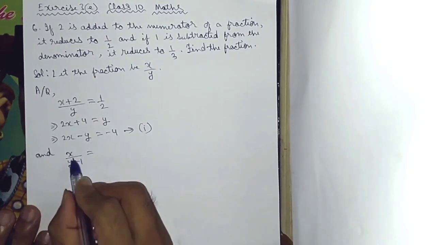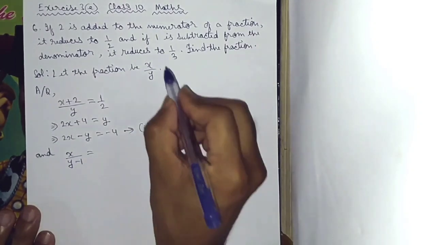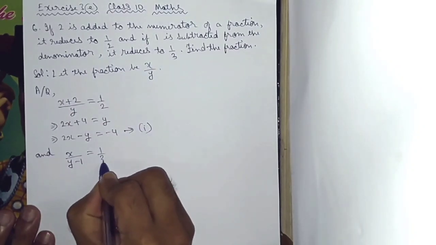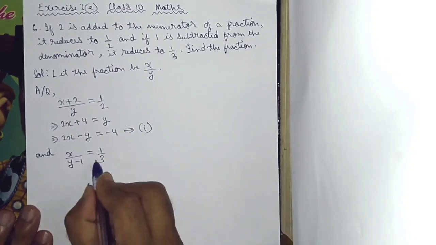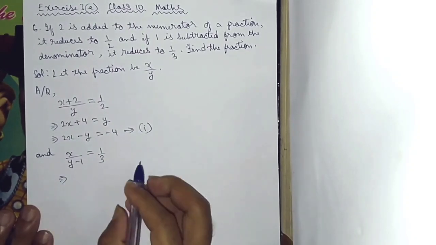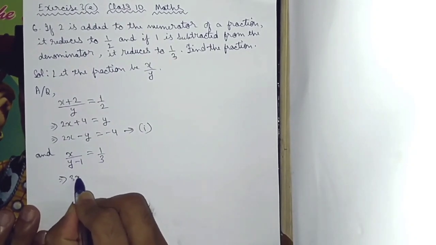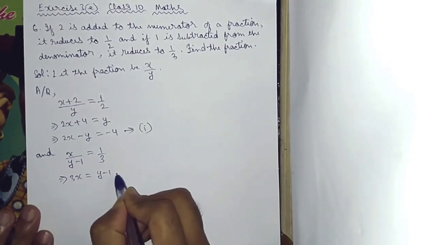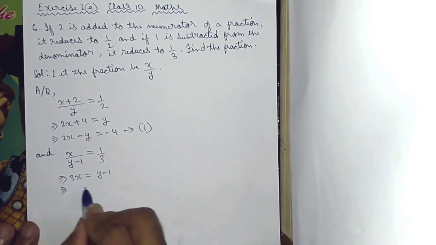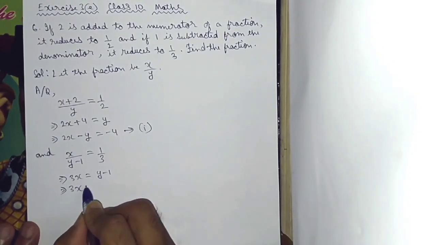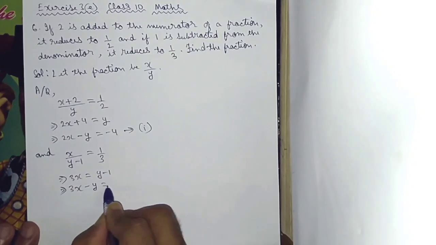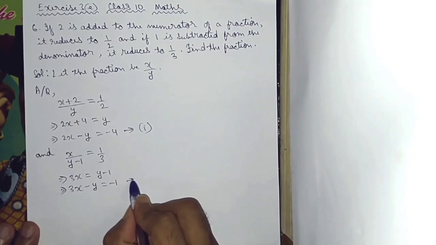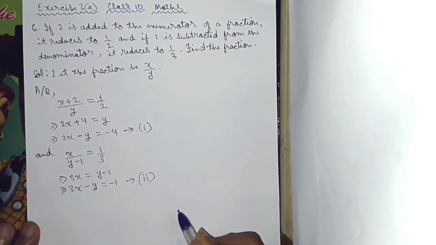then x divided by y minus 1 is equal to 1 by 3, as it reduces to 1 by 3. Cross multiplying, 3 into x is 3x, equal to y minus 1 into 1, that is y minus 1. This implies 3x minus y is equal to minus 1. This is equation 2.